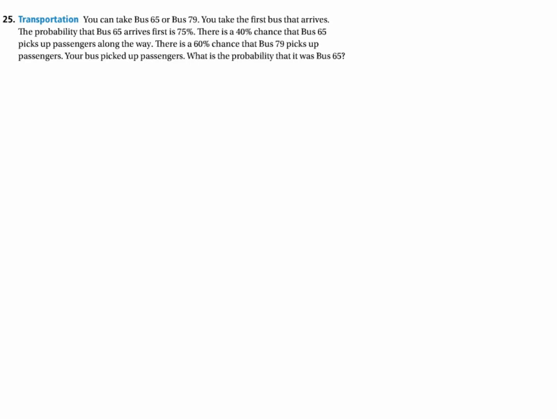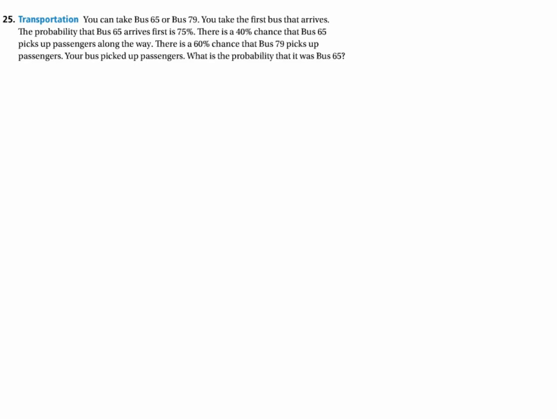Welcome back. In this lesson, we are going to have an example on conditional probability. Transportation. You can take bus 65 or bus 79. You take the first bus that arrives. The probability that bus 65 arrives first is 75%. There is a 40% chance that bus 65 picks up passengers along the way. There is a 60% chance that bus 79 picks up passengers.